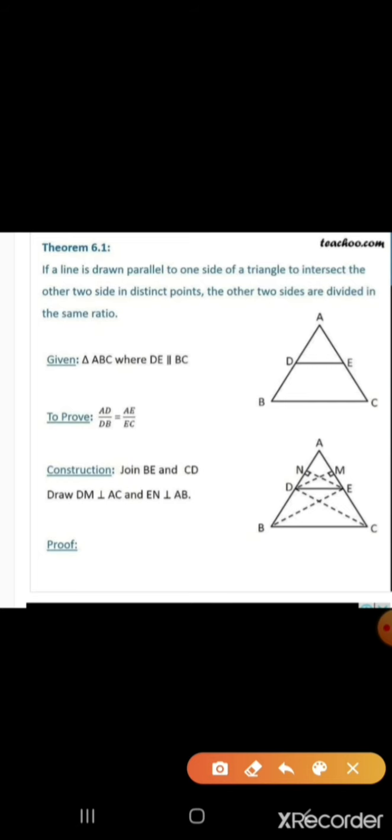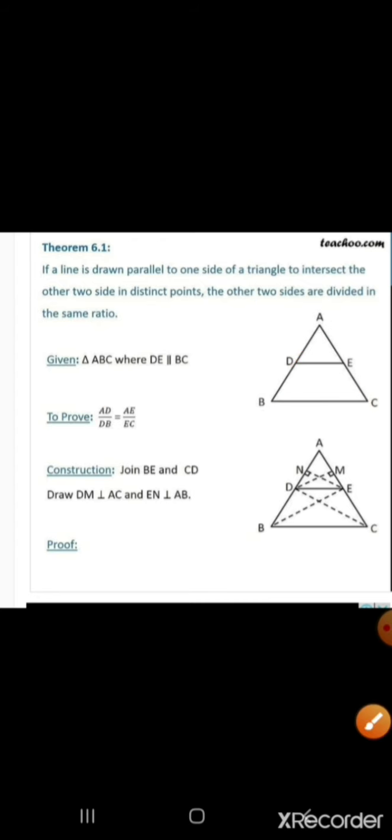What are the things given there? Given that ABC is a triangle, and DE is parallel to BC. These are the things given. Then what are you supposed to prove? We have to prove that the ratios are equal. So which are the ratios? AD by DB equal to AE by EC. That should be proved.